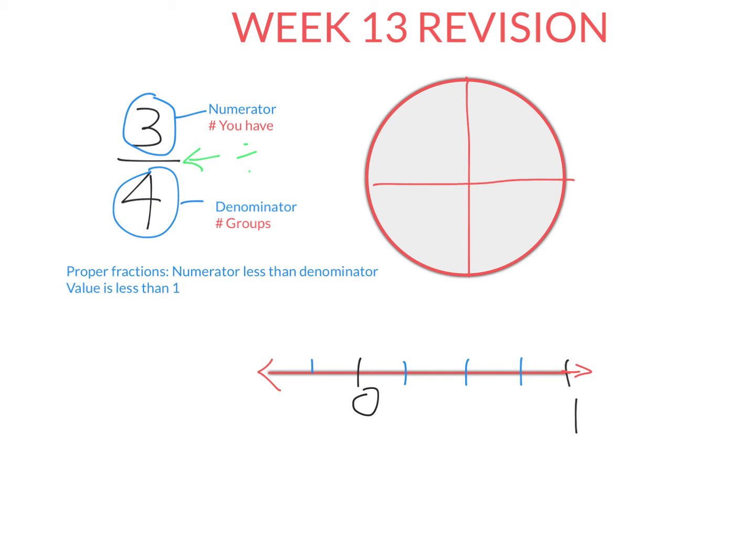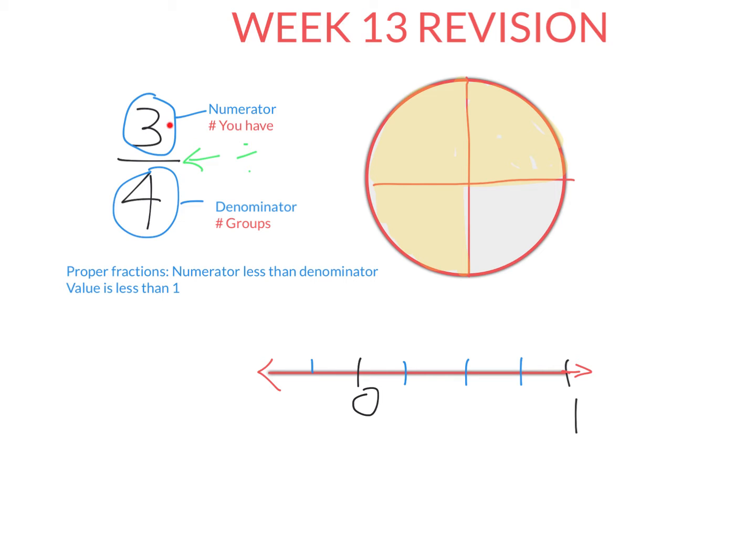So if you get 3/4 of the pizza, you get this, which is 1/4 of the pizza, plus this, 2/4 of the pizza, plus this, which is 3/4 of the pizza. So see, I've divided it into 4 equal groups, 1, 2, 3, 4, and I've shaded in 3 of them. That's what 3/4 means. So fractions like this, where the numerator, the number on top, is less than the number on the bottom, are called proper fractions.